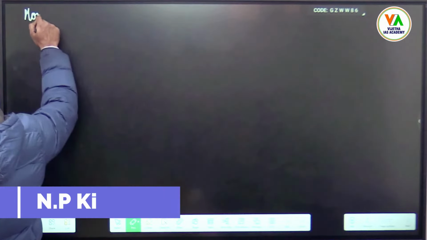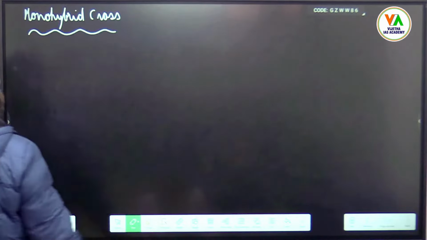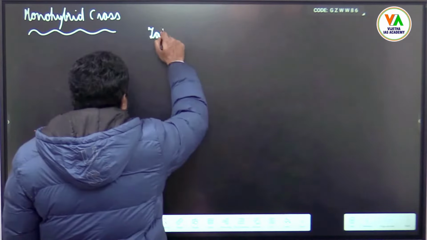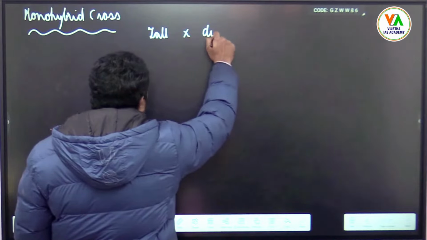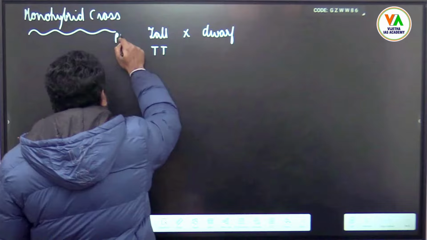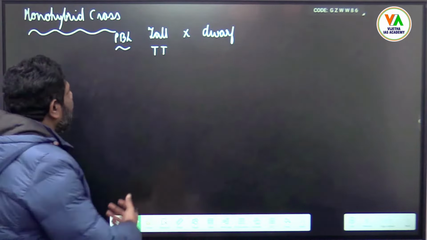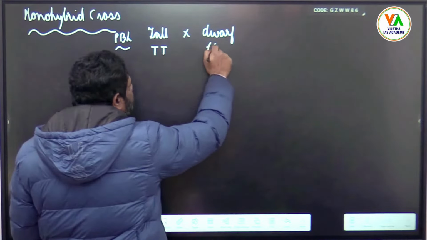Next one is monohybrid cross. Earlier we have seen that he has done monohybrid and dihybrid cross. Listen, you take a tall plant and cross it with a dwarf plant. What is the genotype of tall? Because these belong to a pure breeding line, otherwise you can say capital T, small t also. So I have taken a pure breeding line: capital T, capital T, and dwarf is small t, small t.